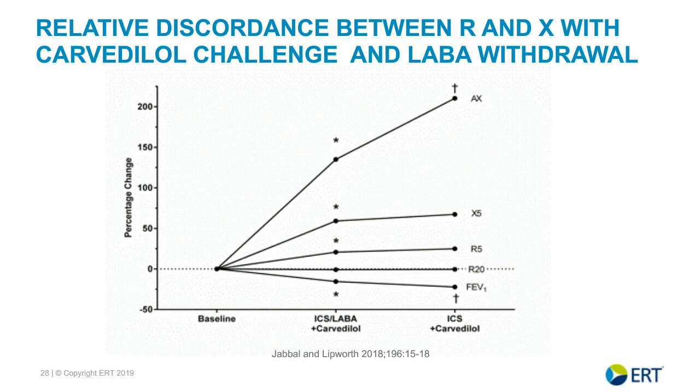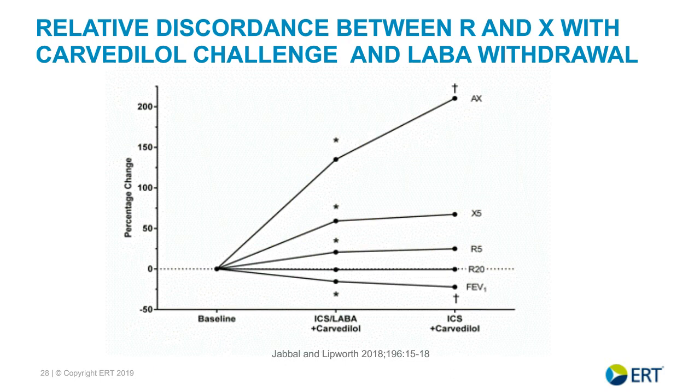Then what we did is we continued with the carvedilol, but we stopped the long-acting beta agonist. So what happens when you remove the beta agonist? Well, you can see the AX shoots up even further. The FEV1 doesn't really change, the R5 doesn't really change, and the X5 doesn't really change. And that's why I think that measuring the reactance area, looking at the small airway capacitance, is really the most sensitive outcome for drug trials in COPD.